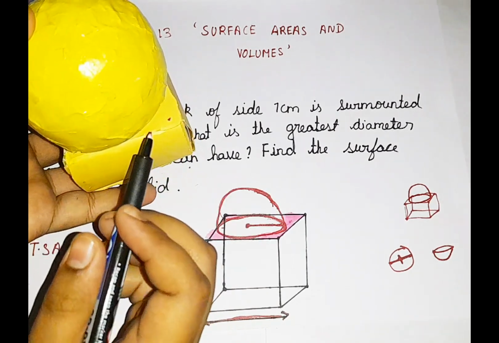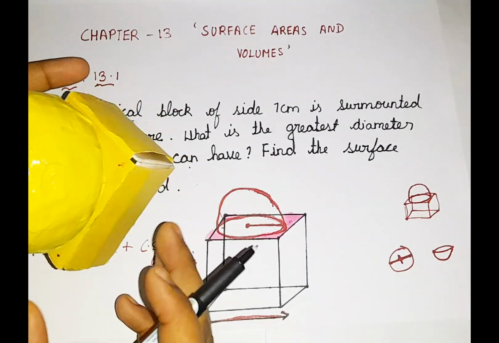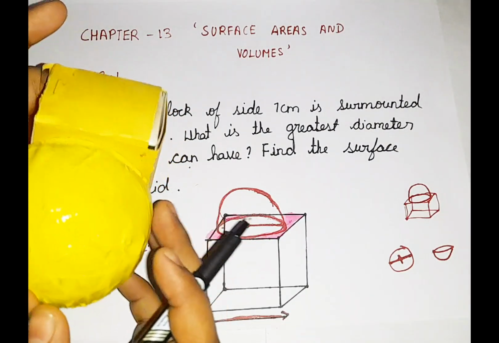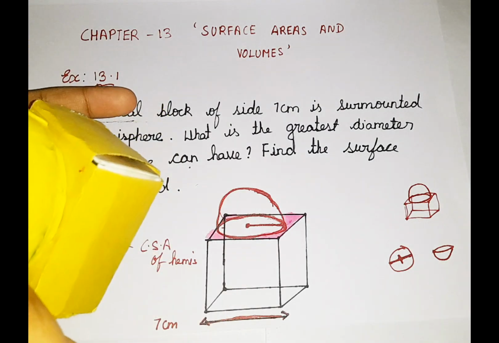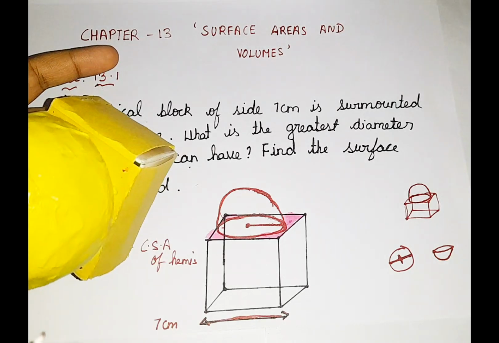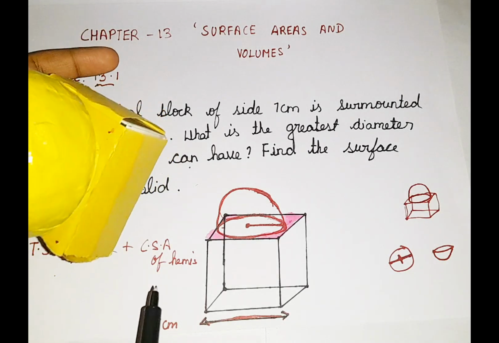So this part, this part, this part, and this part. So totally 4 sides. Okay, I am able to paint the 4 sides, but I am not able to paint the part which is under this hemisphere, just because under this hemisphere there is a part which I am not able to paint. So what is the shape of that part?